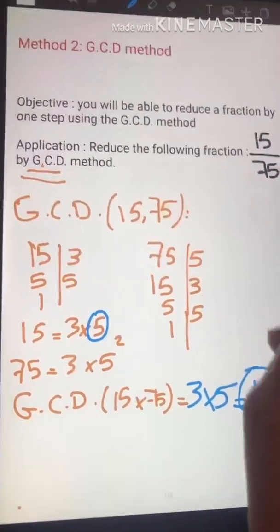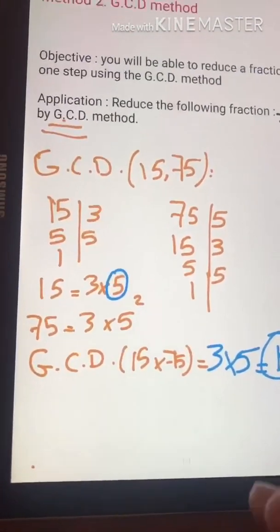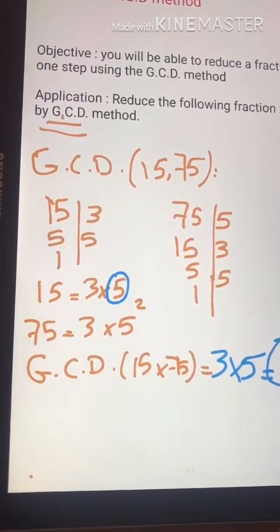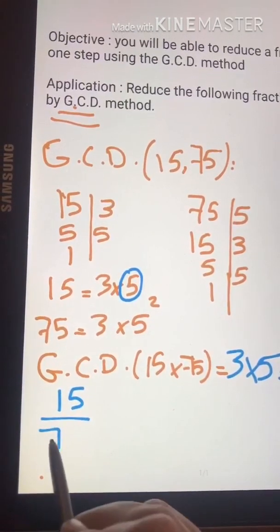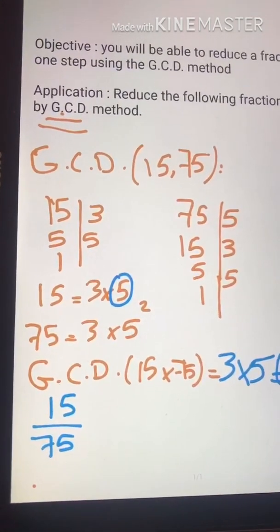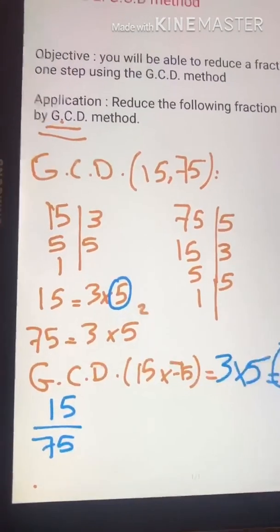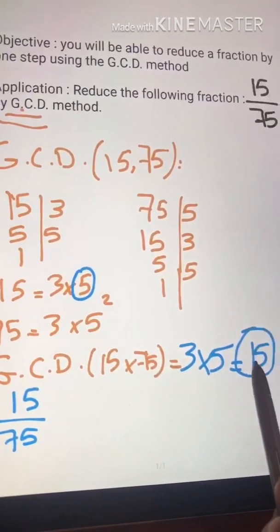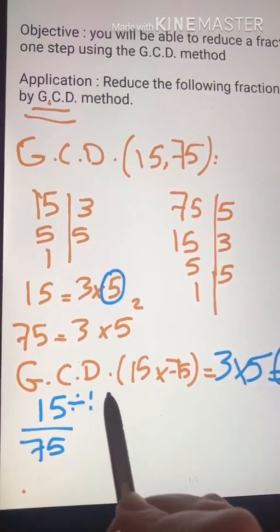Okay, so now I can simplify this fraction directly by what? By 15. Let's check. 15 over 75. If I want to use the successive division, which is the first method, I can divide here by 5, I can divide here by 3, in more than one step. But here, because I found the GCD, I can directly divide by it.